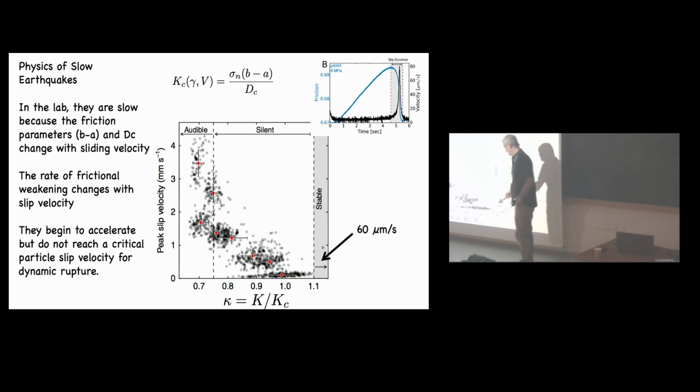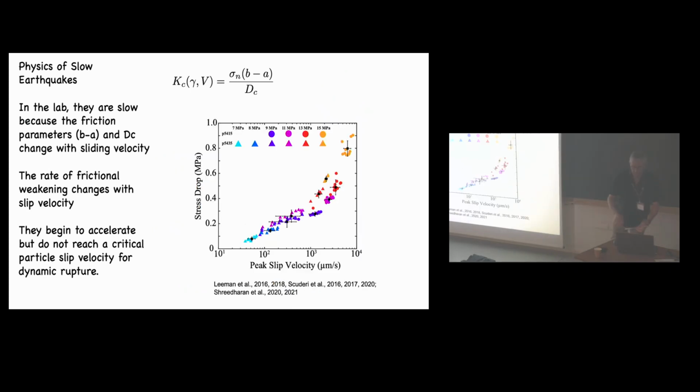We know what K sub C is. We know where we are in terms of K over K sub C in the lab. The control variable is typically normal stress, but it's also shear strain and velocity, in the way that I've been telling you. And then this is the peak slip velocity of the events. None of these are super fast, but what you see is that as you go more and more into the regime where K is less than K sub C, you become more and more unstable, with faster and faster events. These are audible stick slip events. And we always have good measurements of them. Okay? And there's other things about them.